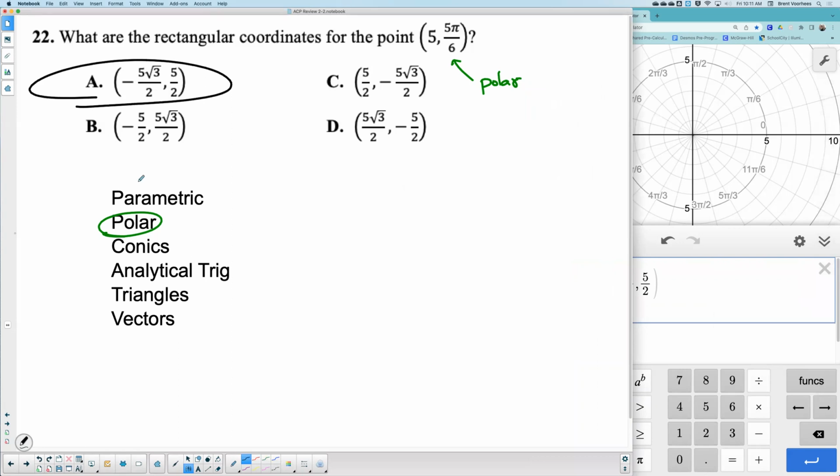This was selected 81% of the time correctly. So a lot of students did that correct.